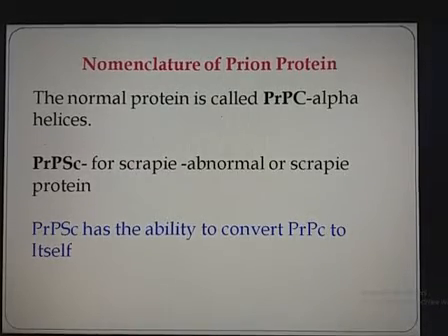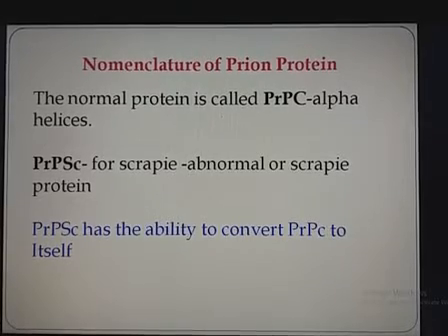So this mutated form is called PrPSc, which is also known as the scrapie protein. The most important part of this prion protein is that the abnormal form, PrPSc, has the ability to convert the normal form into itself. This is the most important criterion of prion proteins: the abnormal form can convert the normal form into itself.